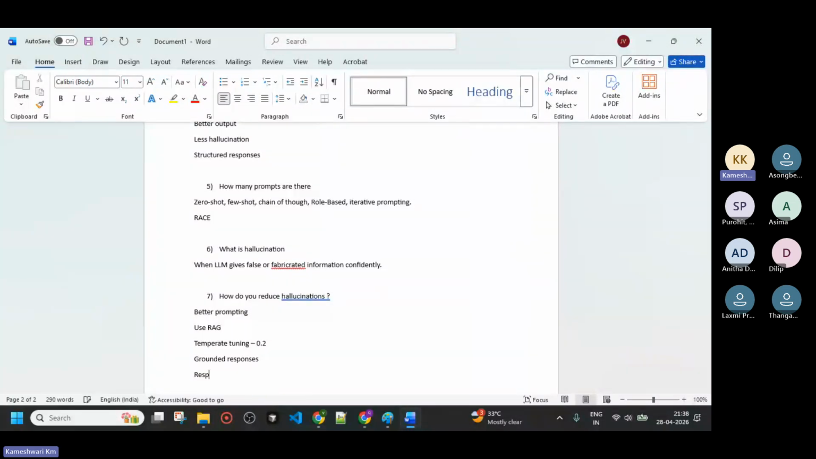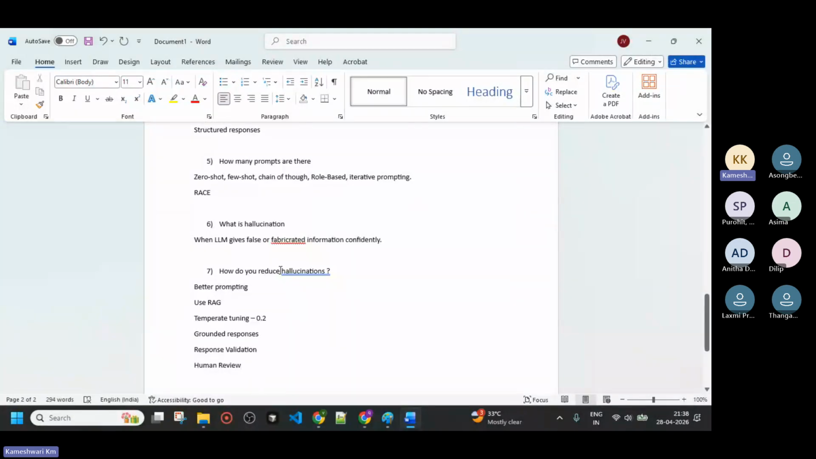And also, after that, response validation. I'm validating whether I'm getting the correct response or not. And finally, you keep a human review. Like we took 100 questions, we have done all the things, and finally we have to make a review. By doing all this, we are going to reduce the hallucinations.